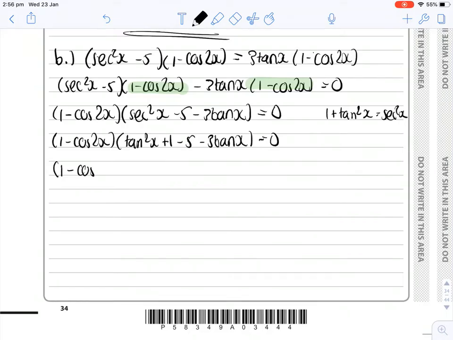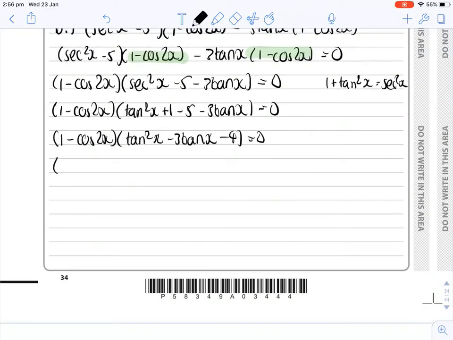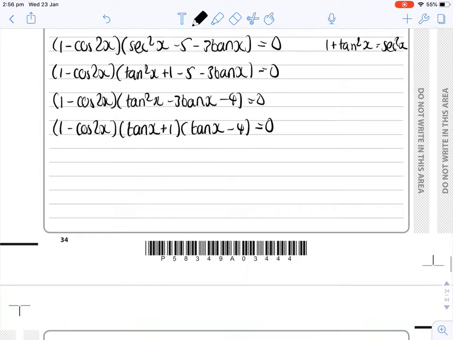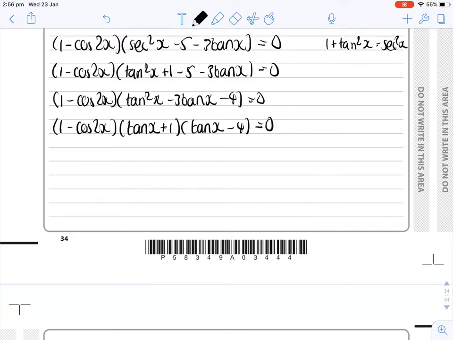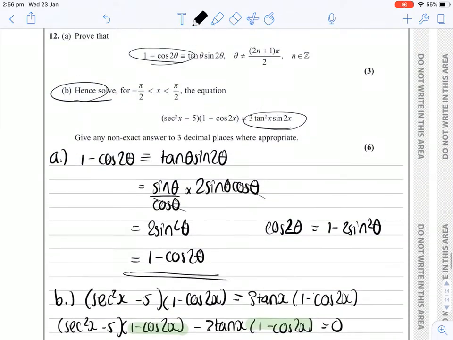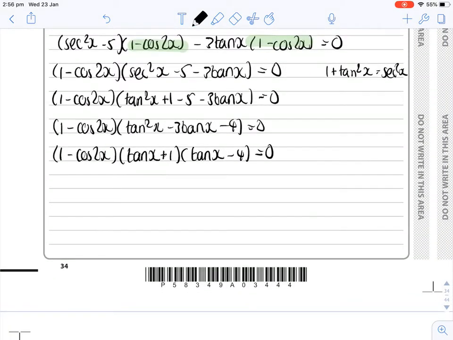So we've got (1 minus cos 2x)(tan squared x minus 3 tan x minus 4) is equal to 0. Factorising the quadratic, we've got (1 minus cos 2x)(tan x add 1)(tan x minus 4) is equal to 0. So now we've got a few separate solutions. We're looking between negative π over 2 and positive π over 2.